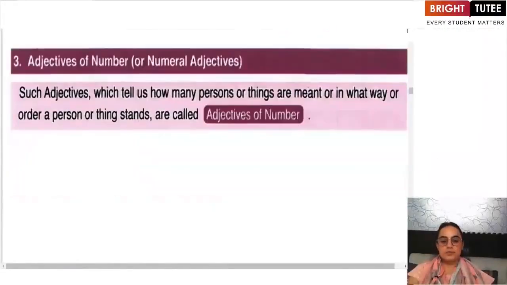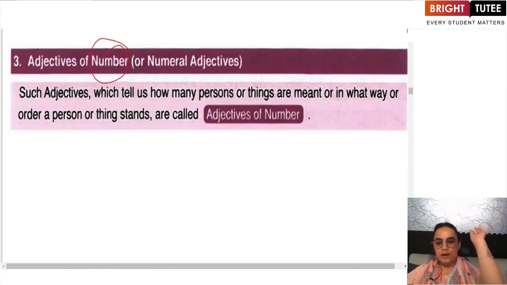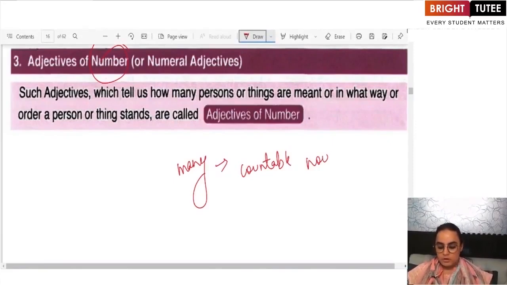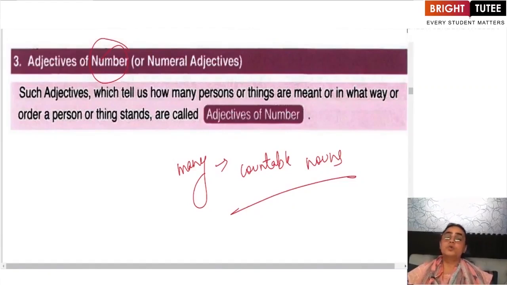Next, as I told you, dear students, is the adjective of number. Number, we all know, is something that is exact in number: 2, 3, 4, 5, 6, so on and so forth, right? As I told you already, many is for countable nouns. So we use the adjectives of number to describe those nouns which are countable in nature.